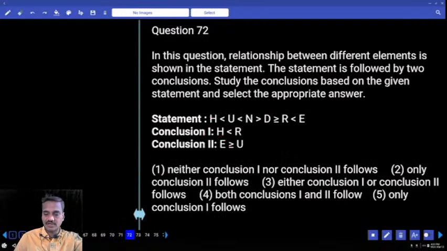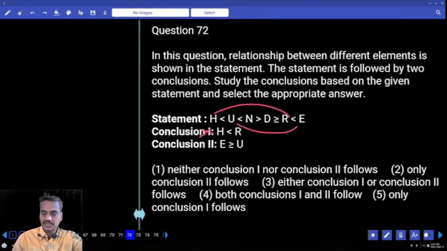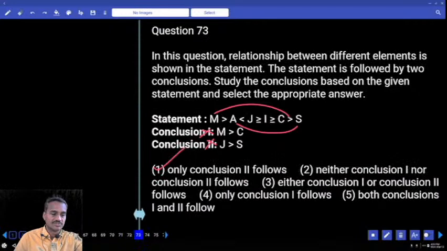72, H and R. Now between H and R, one lesser than, one greater than, 2 opposite symbols, so no relation. And E and U. Now U to E, again lesser than, greater than, 2 opposite symbols, so no relation. Hence neither one is true, choice 1, 72.